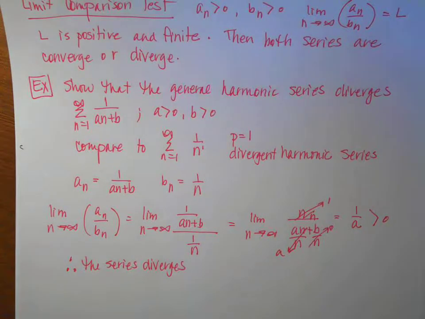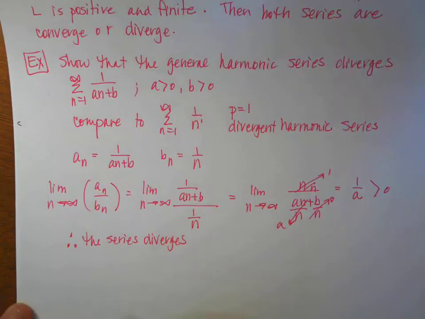Sorry, my bad, I made an incorrect conclusion. Because this limit is greater than 0 and not equal to 0, that's why my series diverges. Good catch. All right.